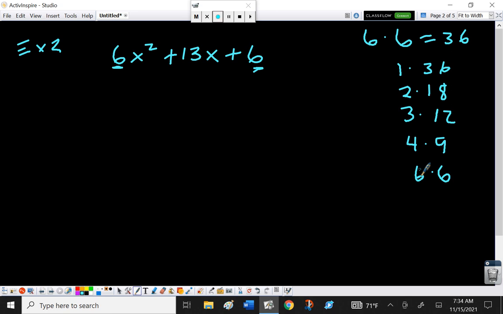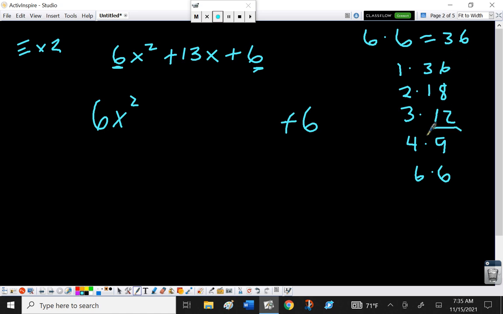Now, looking at these, let's first write down what we need to write down over here. We need to write down 6x squared, skipping some space, plus 6. Now, ladies and gentlemen, which of these will combine with addition to give us 13 in the middle?